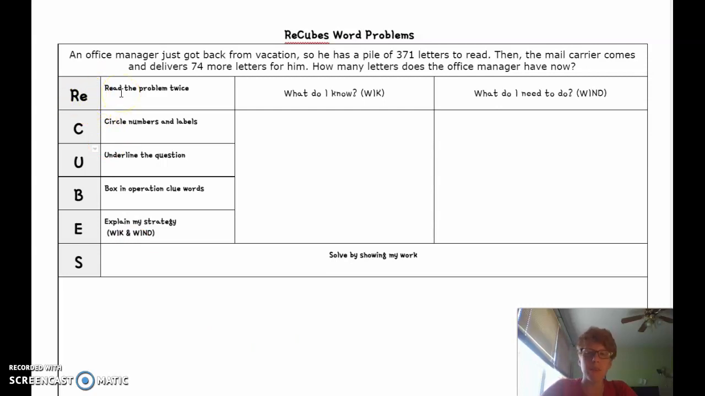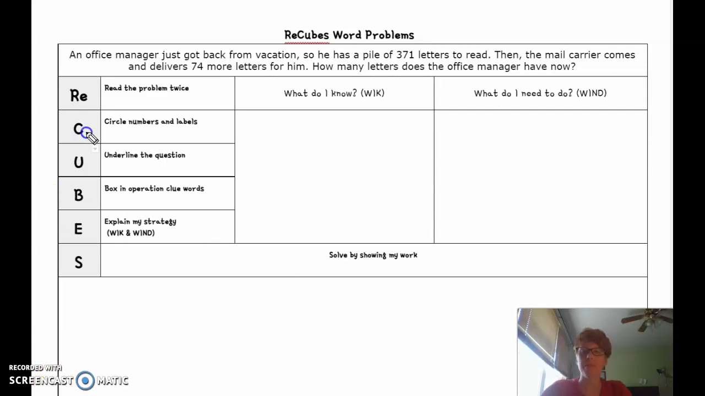Read the problem twice. Okay, let's read this word problem twice. An office manager just got back from vacation, so he has a pile of 371 letters to read. Then the mail carrier comes and delivers 74 more for him. How many letters does the office manager have now? Okay, I want you to read that problem one more time to yourself.